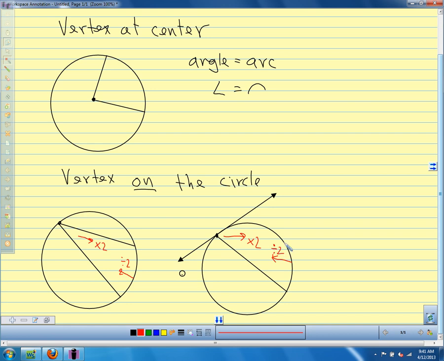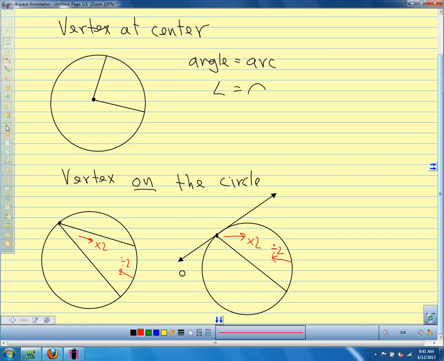So for that rule, it doesn't matter how the angle is arranged as long as the vertex is on the center, or on the circle. We multiply by 2 to get the arc, divide by 2 to get the angle. So here we have a tangent rather than a chord or a secant. Same rule. So those are the two rules that we learned so far. Today we're going to learn two new rules.